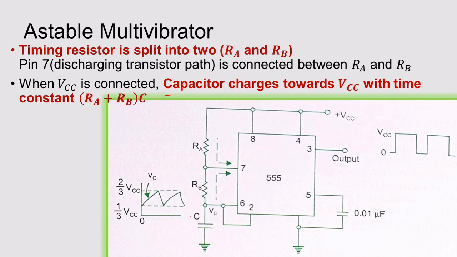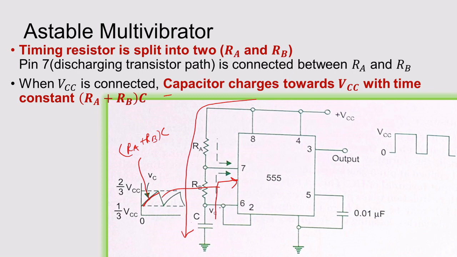When you see the charging path, this is your charging path through VCC. The capacitor charges through RA plus RB into C. That is very important to notice. The discharging path will be RB into C. That is another thing to be observed. So discharge is through RB into C.